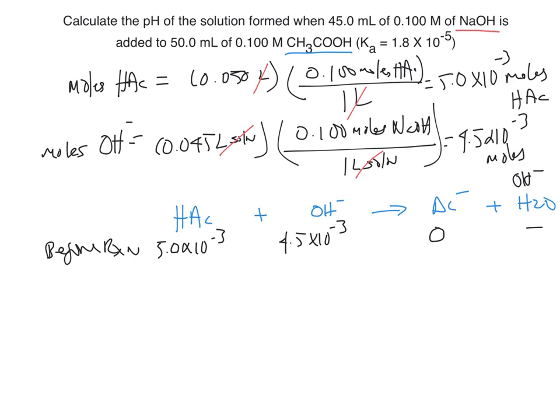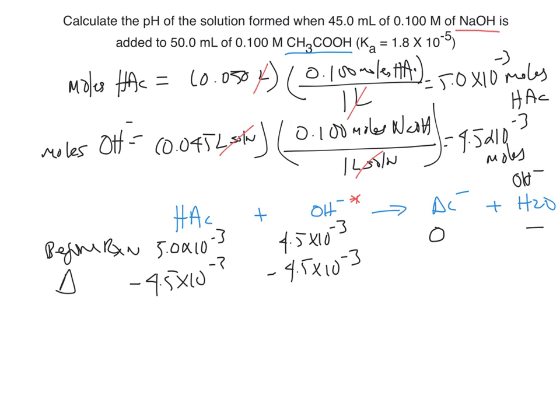Now, let's talk about the change. In the change, we need to look for the limiting reactant. So which of them is the lowest that we have? In this case it is the hydroxide. So the change is going to be all the moles of the hydroxide that have been consumed. So it will be minus 4.5 times 10 to the minus 3. And for the acetic acid also, it's going to be the same amount of moles, minus 4.5 times 10 to the minus 3.